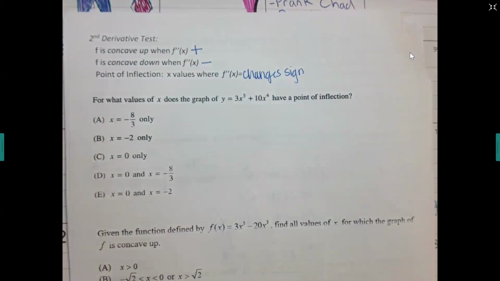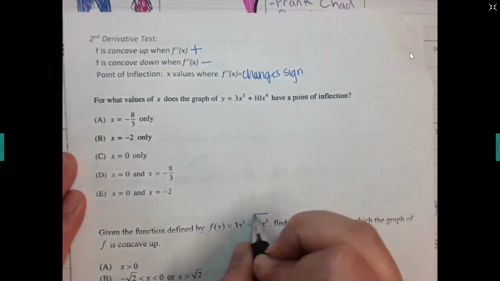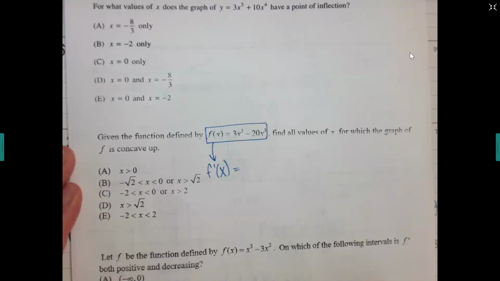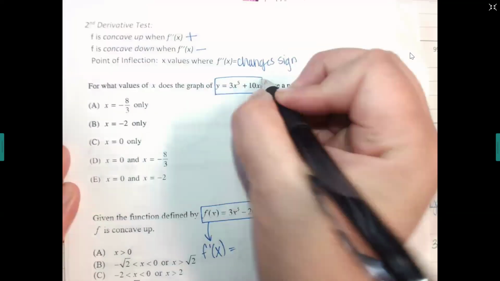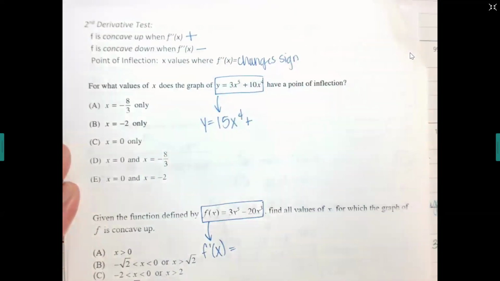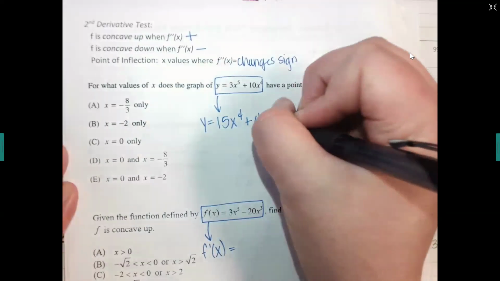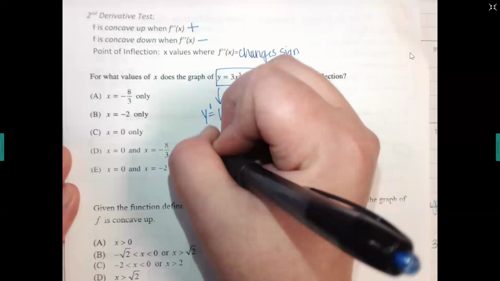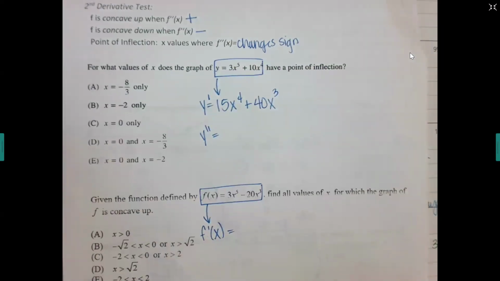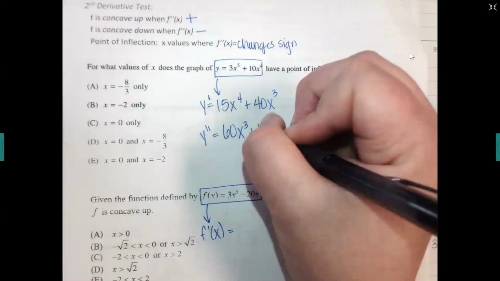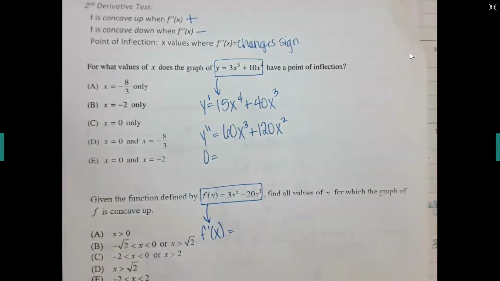So take your equation here and go ahead and take the second derivative. Remember, that means you're taking the derivative once and then you're taking it a second time. So f prime of x would be what? Oh, oops, I skipped one. Sorry, this one. Okay, 15x to the 4, plus, and that's y prime. Then for my point of inflection, we're going to need to do one more derivative. So we can call that y double prime. 4 times 15 is 60x cubed plus 120x squared. Then remember, we're going to set that equal to 0 and look for zeros.